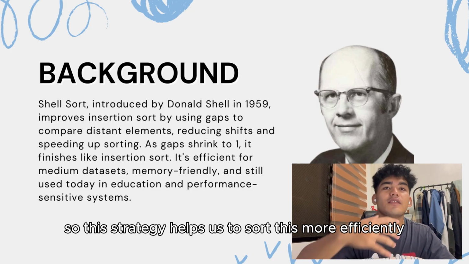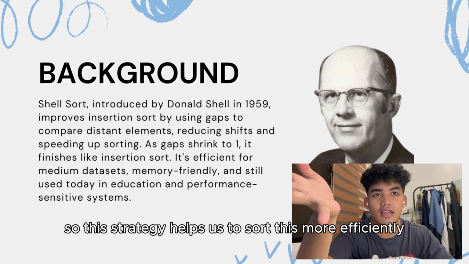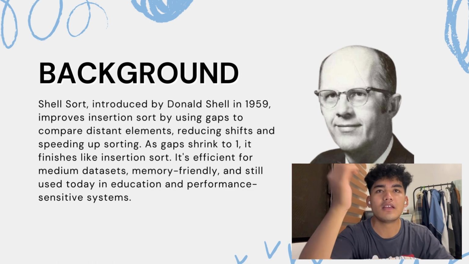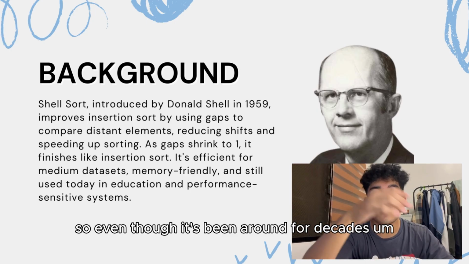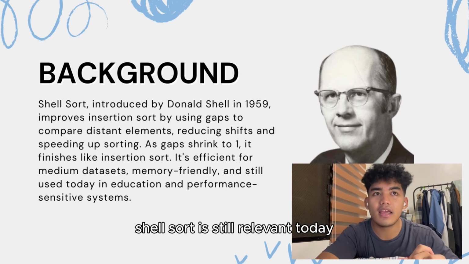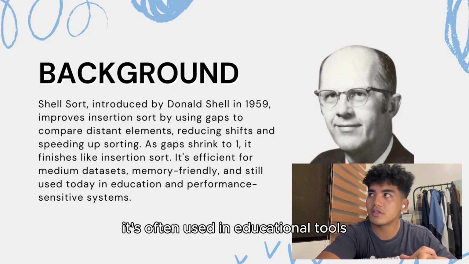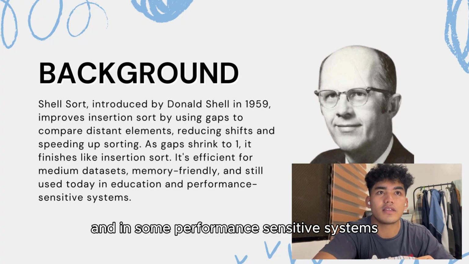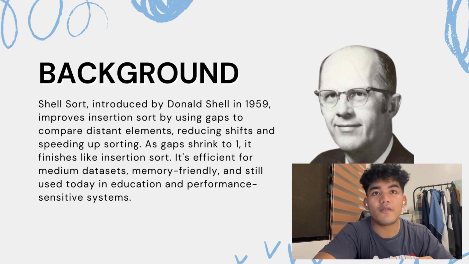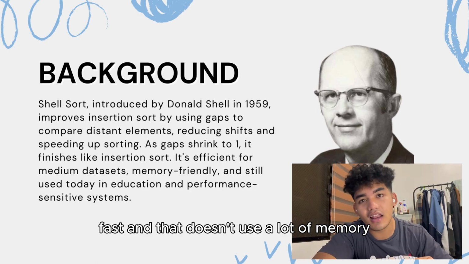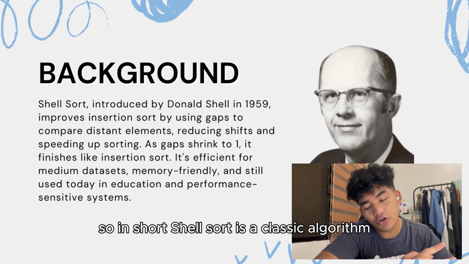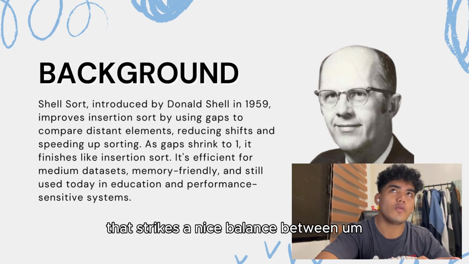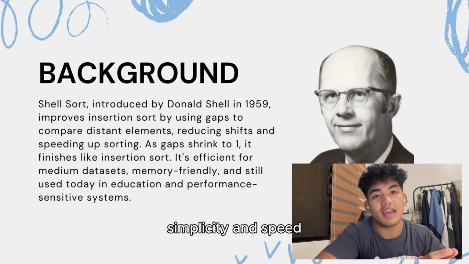So this strategy helps us to sort lists more efficiently, especially when you're working with medium-sized datasets. Even though it's been around for decades, shell sort is still relevant today. It's often used in educational tools to teach sorting concepts and in some performance-sensitive systems where you want something simple, fast, and that doesn't use a lot of memory. So, in short, shell sort is a classic algorithm that strikes a nice balance between simplicity and speed.